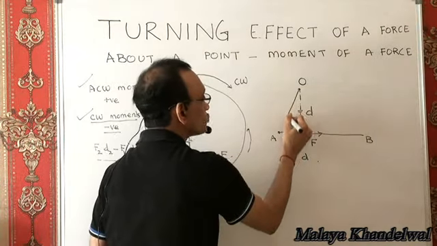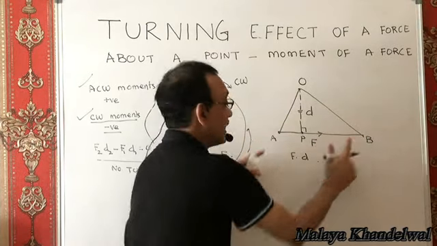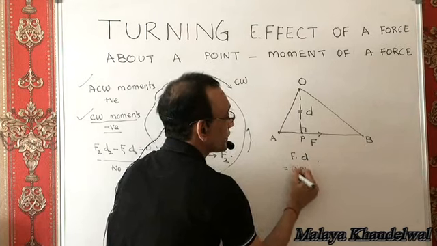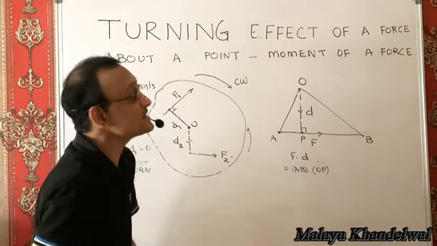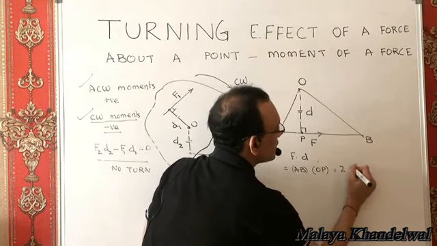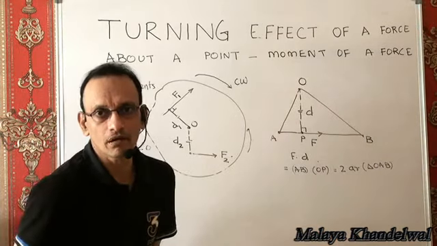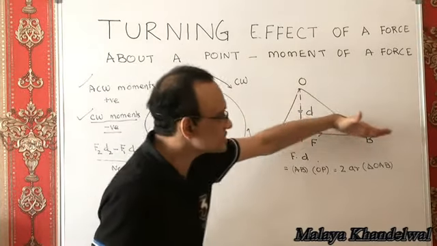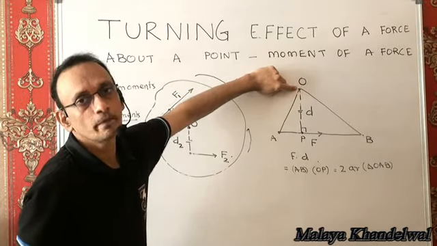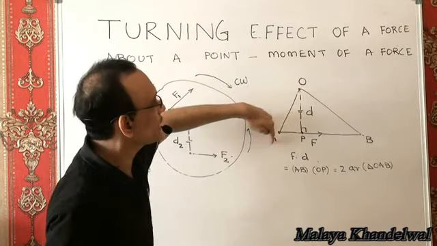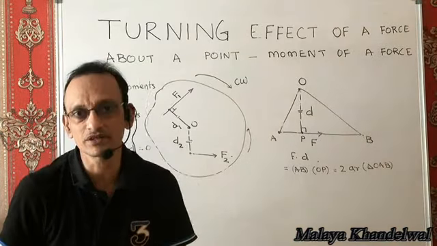So would you not want to believe that F is measured by the length AB, and this length is OP? So base into altitude, would you not want to believe that this is twice the area of triangle OAB? Right? So that's a geometrical way of exploring the mathematics here. So if there is a force F represented by the segment AB, and O is a point about which you want to measure the moment of the force, then twice the area of this triangle will give you the net turning effect or the moment of this force about O.